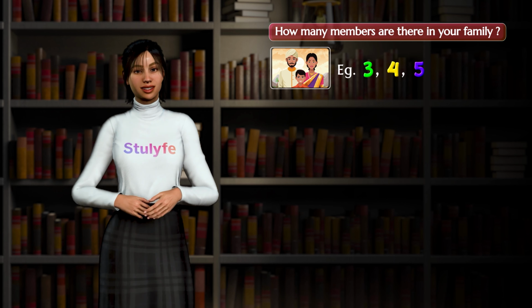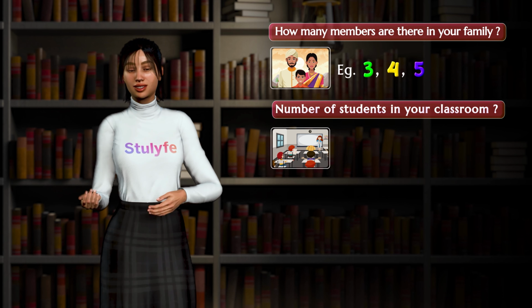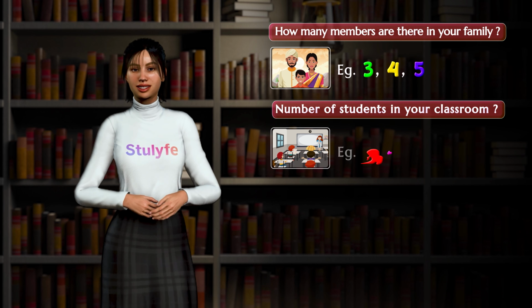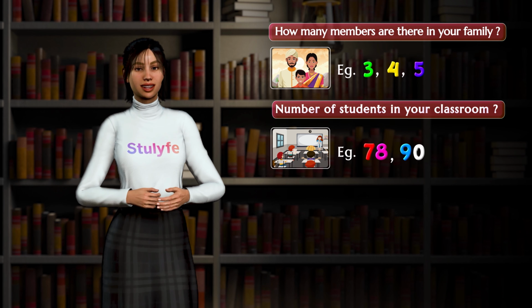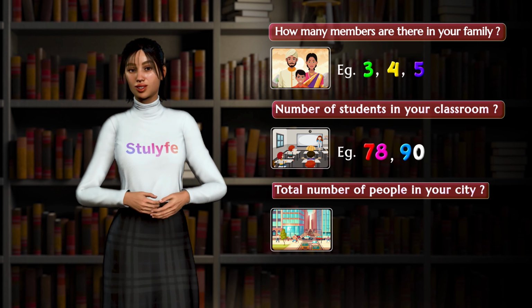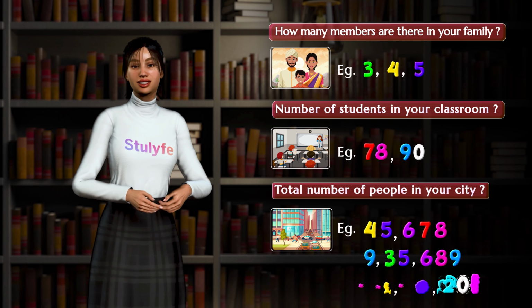On the other hand, if I ask you the number of students in your class, your answer would be a 2-digit number, like for example 78. Same way, if I ask you about the total number of people in your city, your answer would be a 5, 6 or 7-digit number, right?